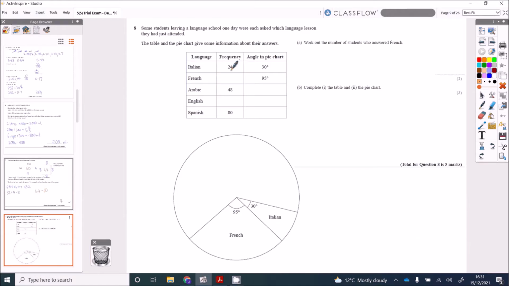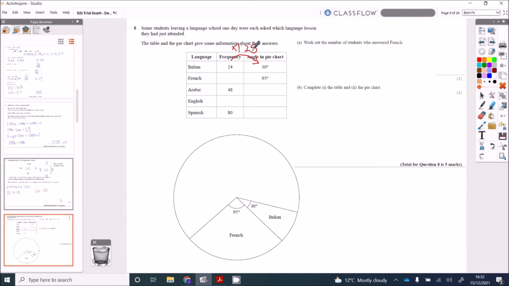We know that 24 students represents 30 degrees. So, how many degrees per student? We're going to do 30 divided by 24. So if you do 30 divided by 24 on your calculator, you get 5 over 4, which is 1.25. So basically we've broken the code. To go from frequency to angles, we're going to multiply by 1.25.